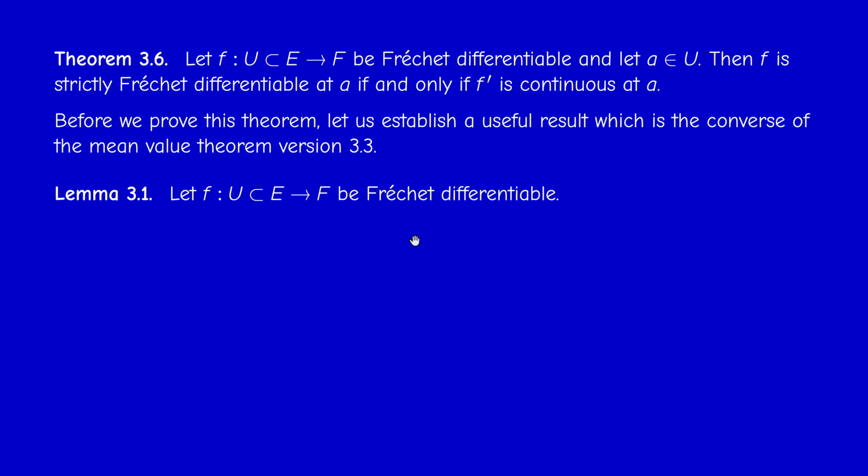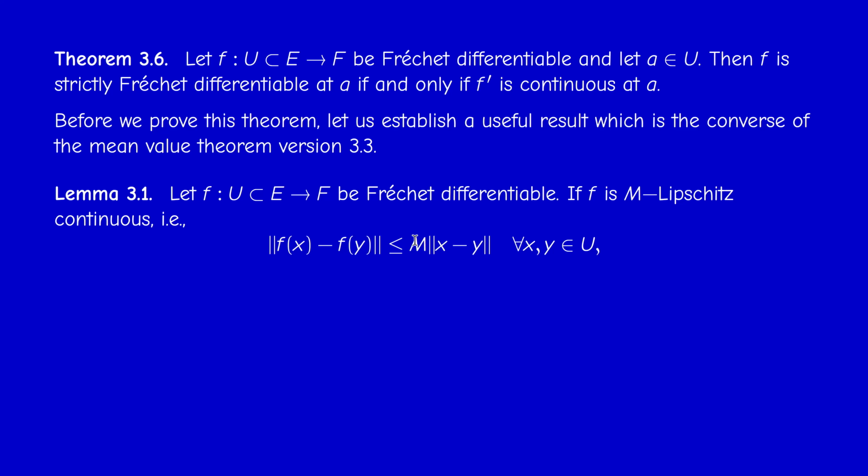mean value theorem. The mean value theorem in version 3.3 states that if on a convex set the derivative is bounded by some constant m, then the function itself is m-Lipschitz continuous. This lemma states the converse, but without any assumption on convexity of U.